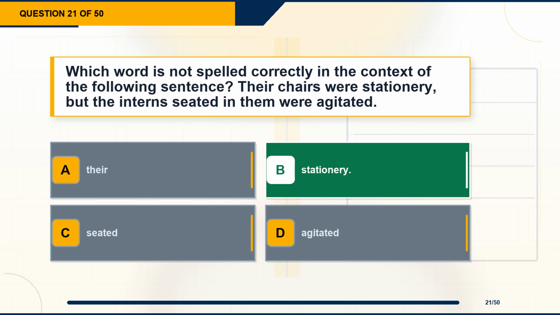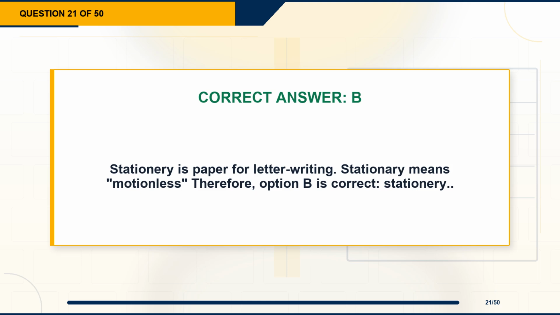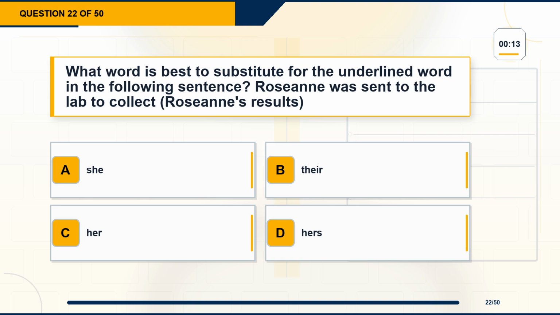The correct answer is option B, stationary. Explanation. Stationary is paper for letter writing. Stationary means motionless, therefore, option B is correct, stationary. Question 22. What word is best to substitute for the underlined word in the following sentence?